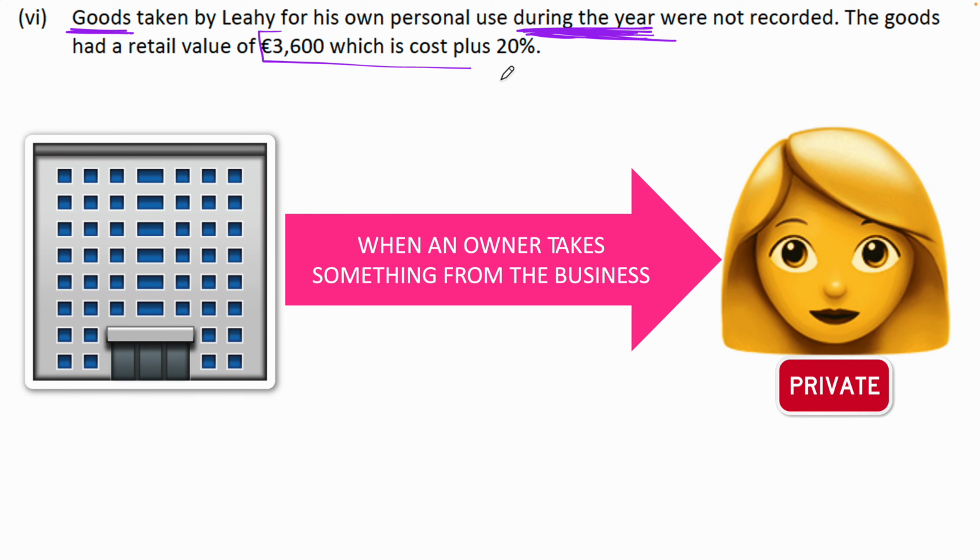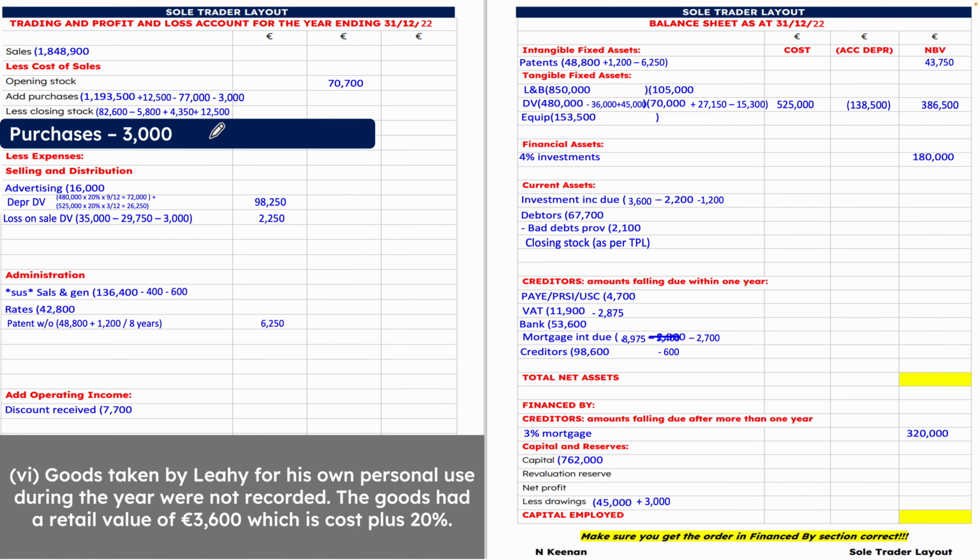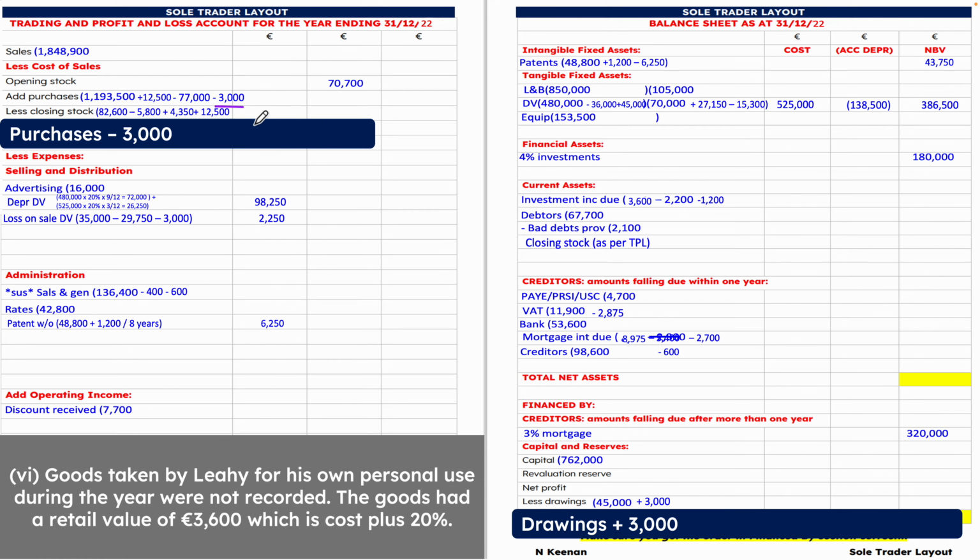So the retail value was 3,600, which is cost plus 20%. So we have to say, okay, 3,600, if we divide that by 120 and then multiply it by 100, that will be our cost price, okay? And we are going to take the goods out at cost price. So we're minusing 3,000 from purchases, okay? And we are adding 3,000 to drawings. And that is that adjustment completely done.